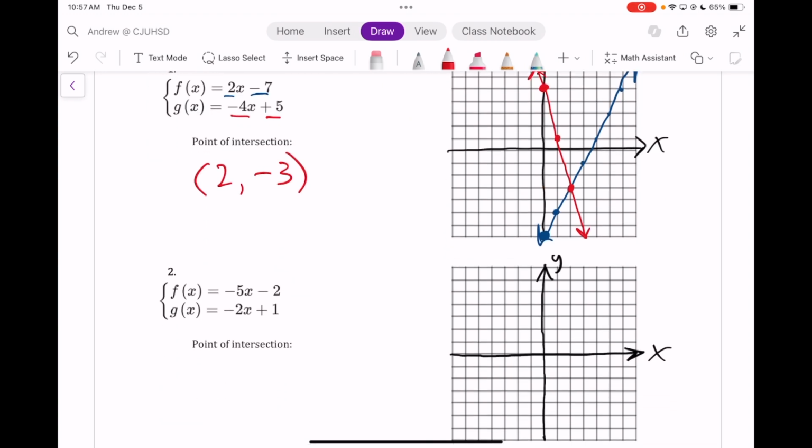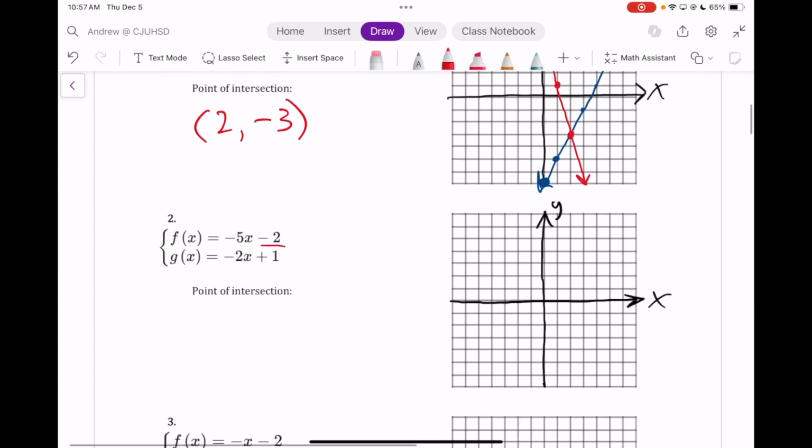Number 2, f of x starts at -2 on the y-axis. And the slope is -5. So that means I go from there down 5, 1, 2, 3, 4, 5, over 1. Since that's all I can do in that direction, I'm going to go the other direction. I'm going to go up 5, 1, 2, 3, 4, 5, and left 1. That gives me another point that's on the line. So the line goes through here.